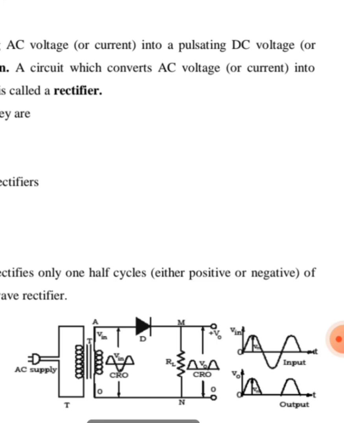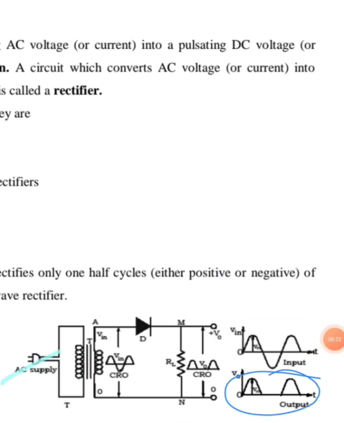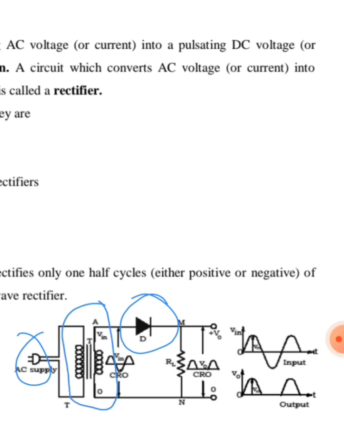So this is the circuit diagram that we are going to use in order to convert the AC supply into the pulsating DC. Here this is the diode that we are going to use. This is the AC supply, and here we are going to use a transformer, that too a step down transformer. Whatever AC signal we give to the primary of the transformer will be stepped down, that is reduced to a large extent, and that will be given to the diode.